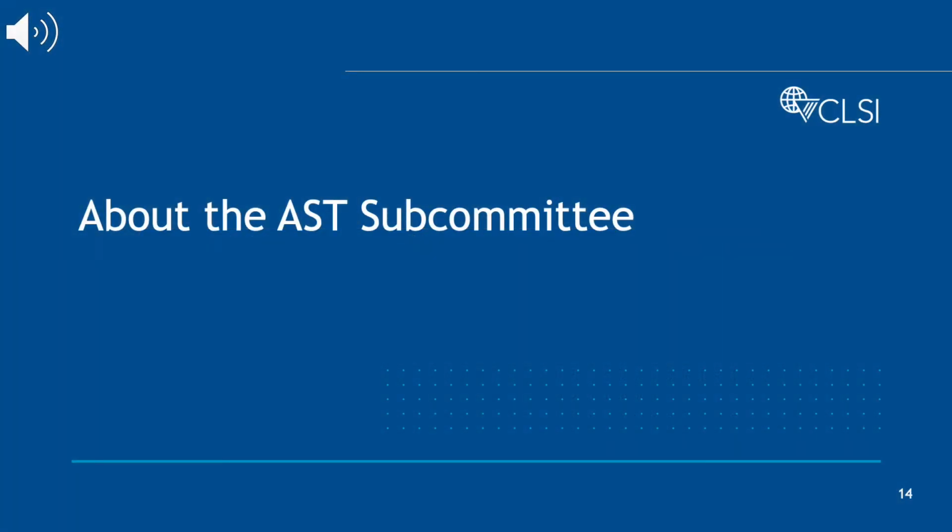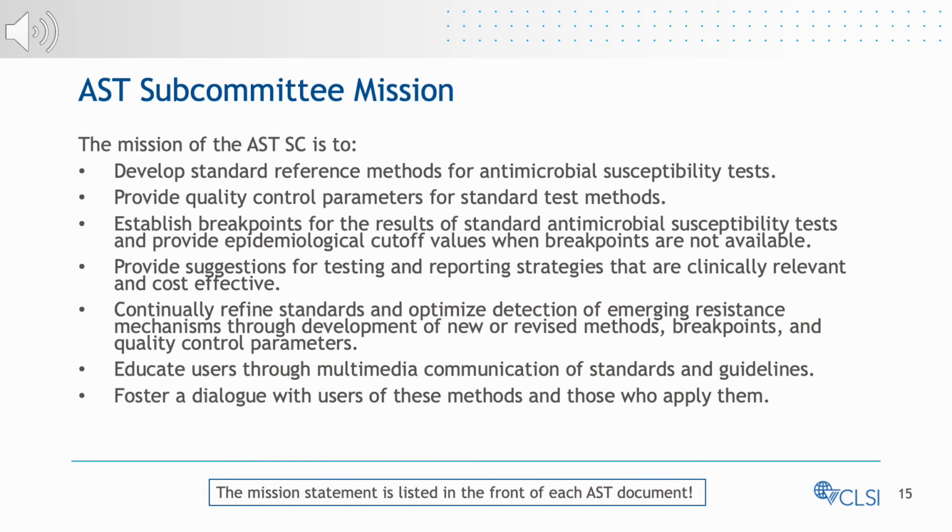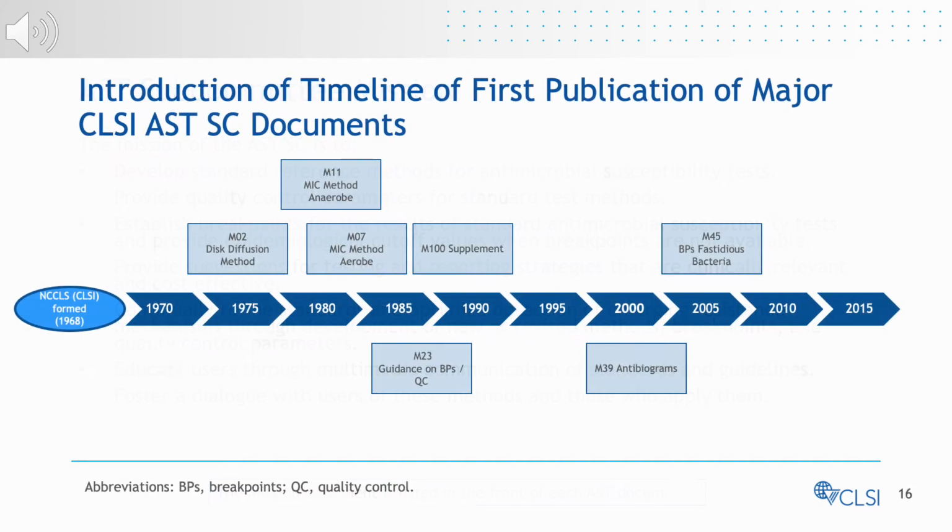Next, let's talk more about the AST subcommittee. The mission of the AST subcommittee can be found here. It is also listed in the front of each AST document. CLSI's AST subcommittee started in the 70s with M02 disk diffusion method and has developed and grown since that time. The first publication of M100 was in 1990. M100 publishes annually, and in 2022, CLSI will be publishing the 32nd edition.